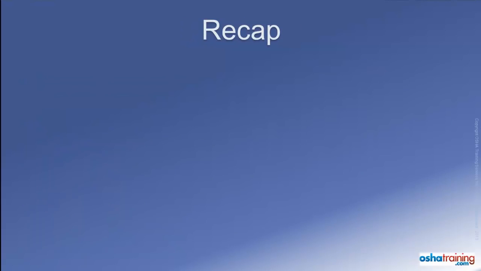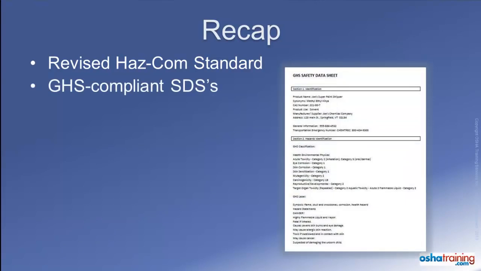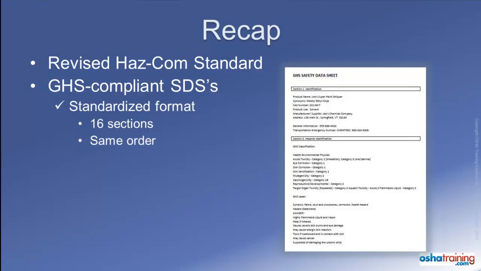So in review, the revised OSHA Hazard Communication Standard, which has the goal of making sure employees understand what hazardous chemicals and products are in the workplace and how to work safely with and around those items, requires GHS compliant safety data sheets be developed and provided for all hazardous chemicals and products. These safety data sheets are standardized in format, will always be comprised of 16 sections that appear in the same order, and provide standardized warnings and precautions applicable to the product.